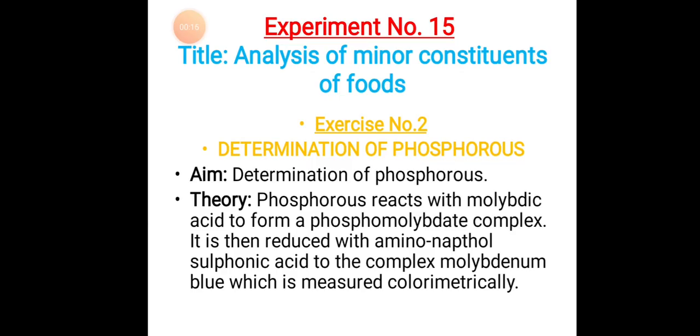Today we will see analysis of minor constituents of foods, experiment number 15, under that exercise number 2, determination of phosphorus. Today's practical aim is to determine the phosphorus content.